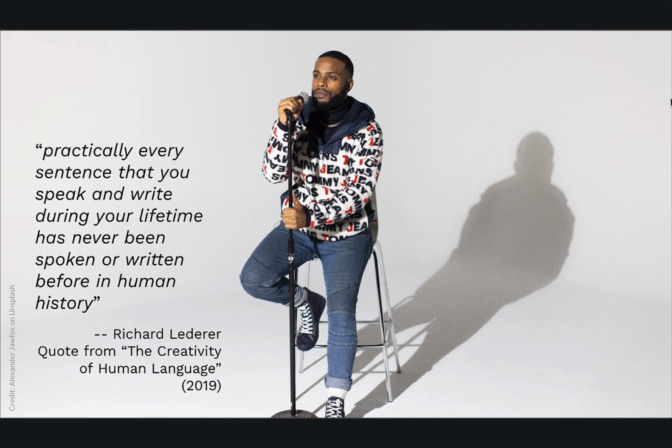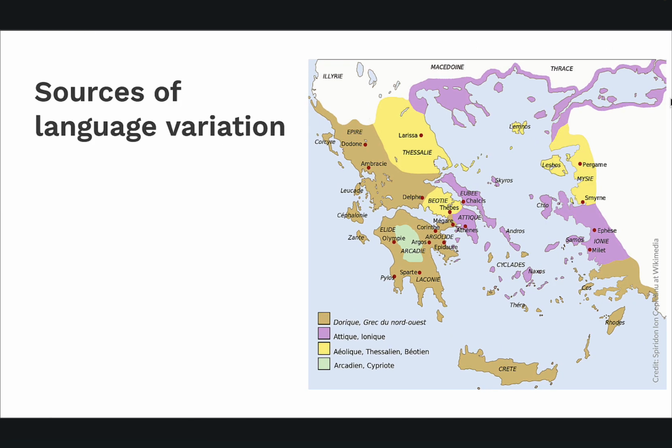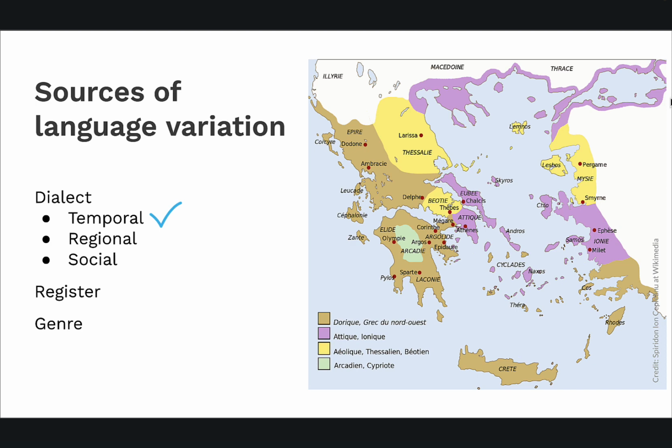There are two primary ways linguists talk about the fact that language varies. The first is to categorize the source of the varieties. For instance, linguists recognize that some differences reflect dialects of a single language, like English. There are three types of dialects. A temporal dialect is defined by a time in history. So the language of Shakespeare is different from today's English.